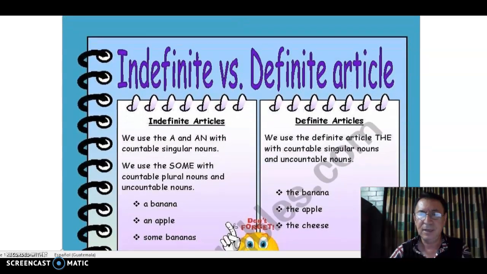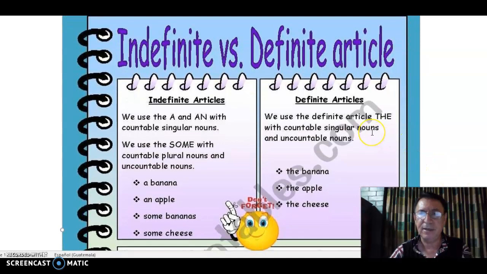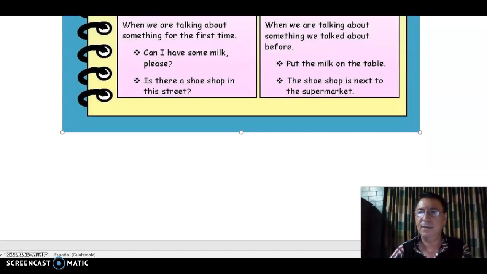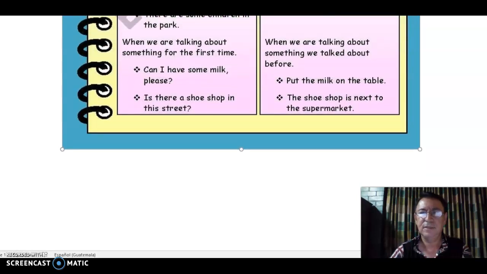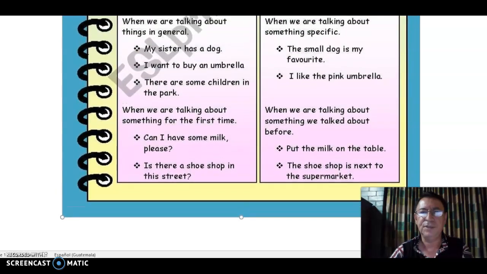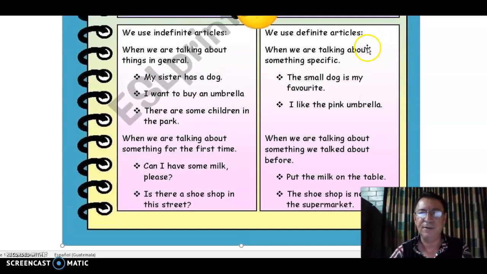definite article. For the definite article we use the with countable singular nouns or uncountable nouns. For example, the banana, the apple, the cheese. And we use definite articles when we are talking about something specific.